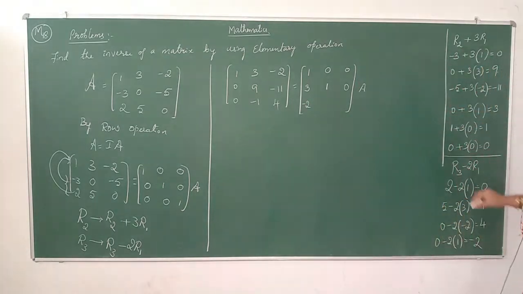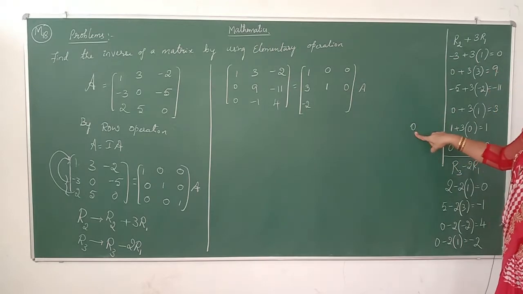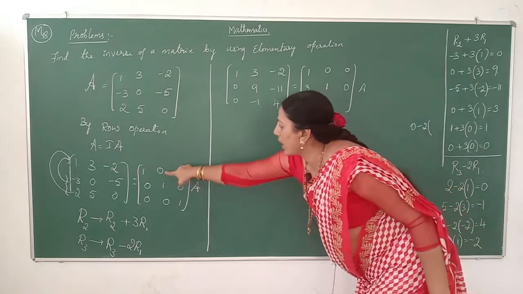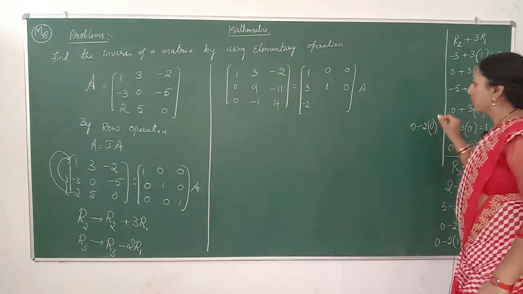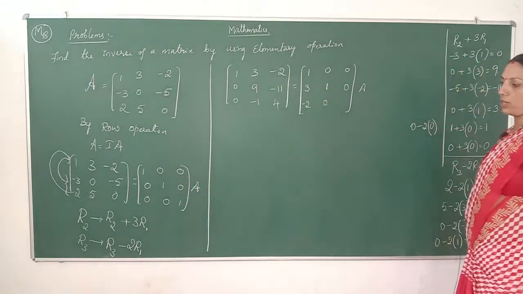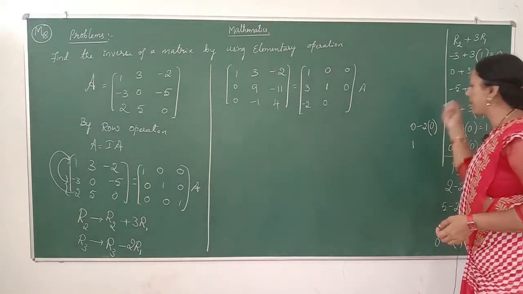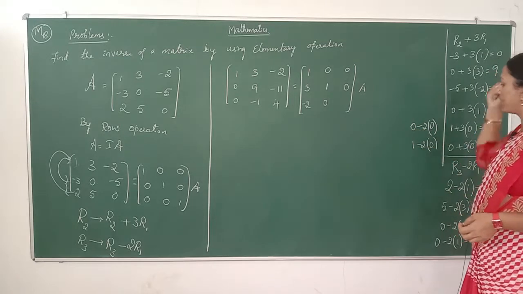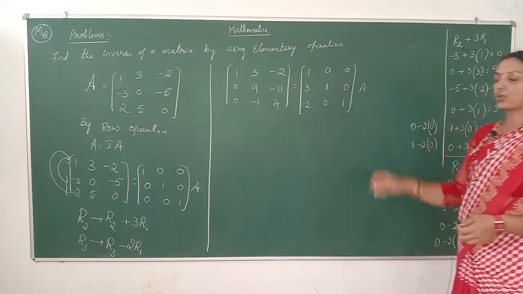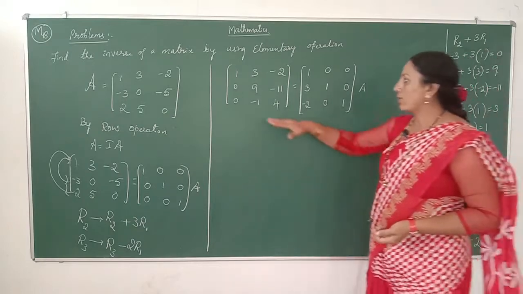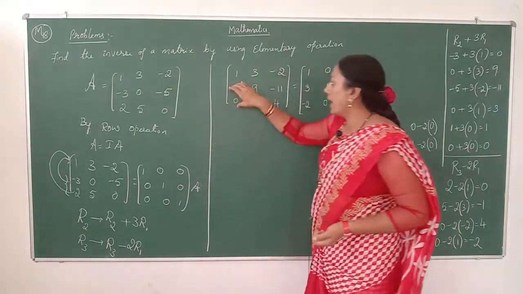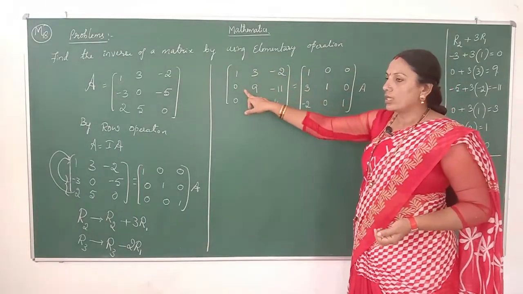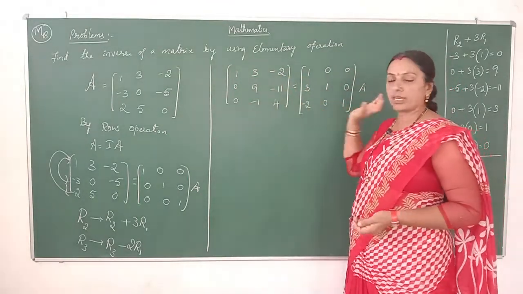Second element, R3 is 0 minus 2 times of corresponding R1 is also 0. That is 0 minus 0 is 0. The last element, R3 is 1 minus 2 times of corresponding elements of R1 is 0. 1 minus 2 into 0 is 0. So therefore, once we operate R2 and R3, the elements of the left hand side are in the form of 1 3 minus 2, 0 9 minus 11, 0 minus 1 4.